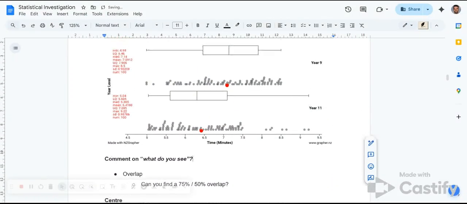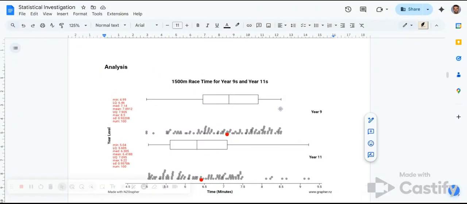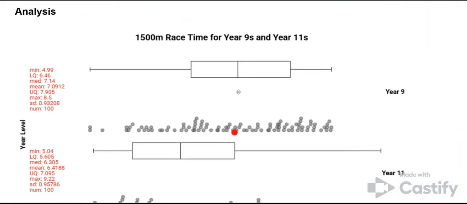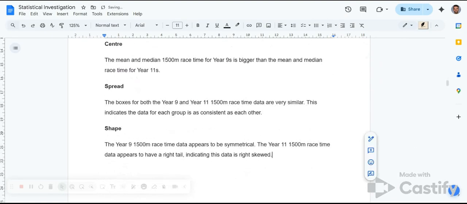Now the overlap, this is probably the hardest one, but I need to find what I'm calling the 75% 50% overlap. So that's, can I find in my boxes somewhere a place where 50% of the group is bigger or smaller than 75% of another group? And actually I can see that here. I can see that the Year 11 upper quartile is just below the median for Year 9s. So these three segments here represent 75% of the data for Year 11s. These two segments up here represent 50% of the Year 9s. So in this case I can find that overlap, and how I would say it is like this.